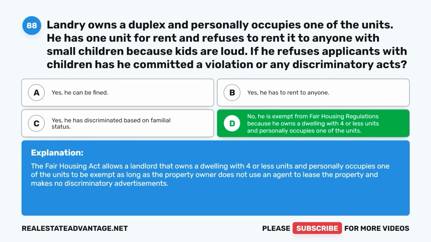The Fair Housing Act allows a landlord that owns a dwelling with 4 or less units and personally occupies one of the units to be exempt as long as the property owner does not use an agent to lease the property and makes no discriminatory advertisements.